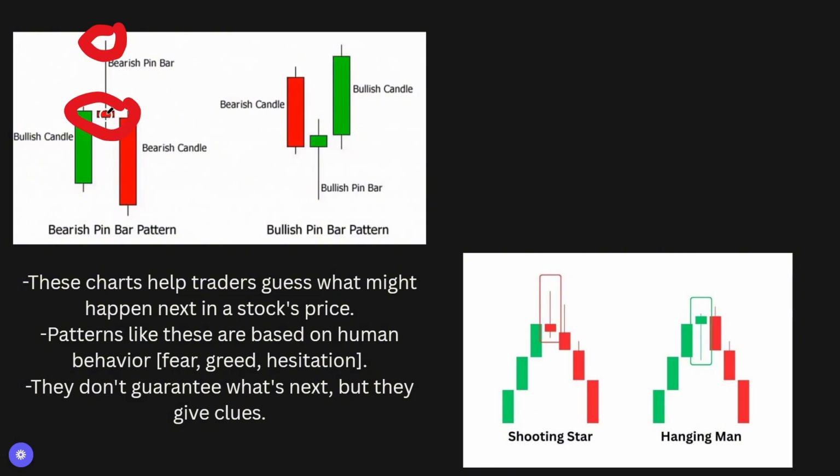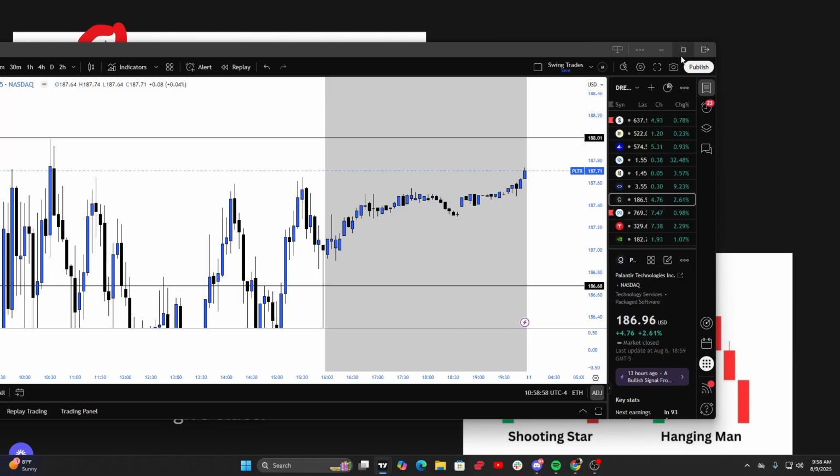That's why this red box is so small. Same thing with a bullish pin bar. Sellers push the price down, buyers bought it back up and they kind of closed where it opened, but they still closed above where it opened. So that's why it's a small green box.